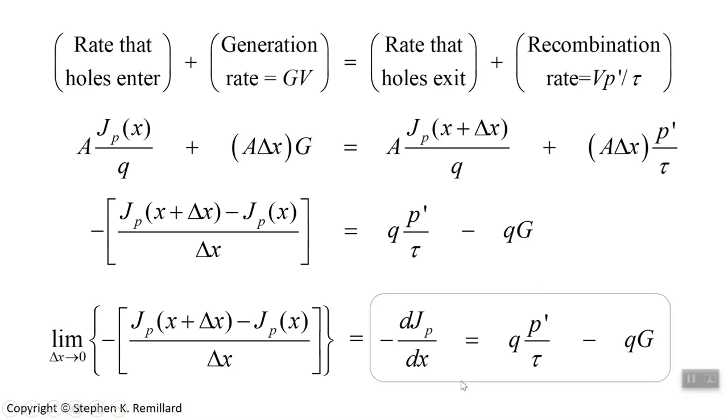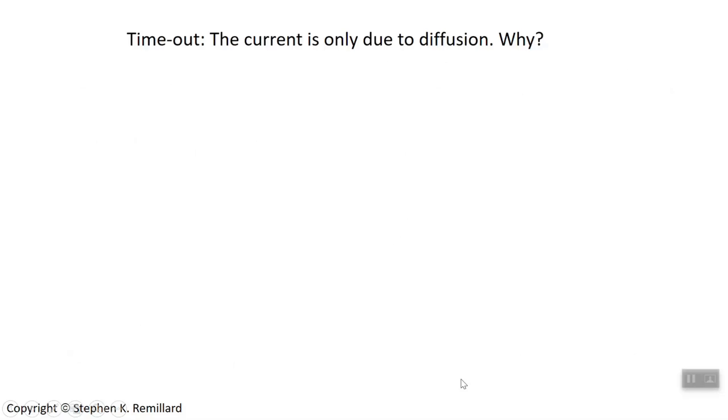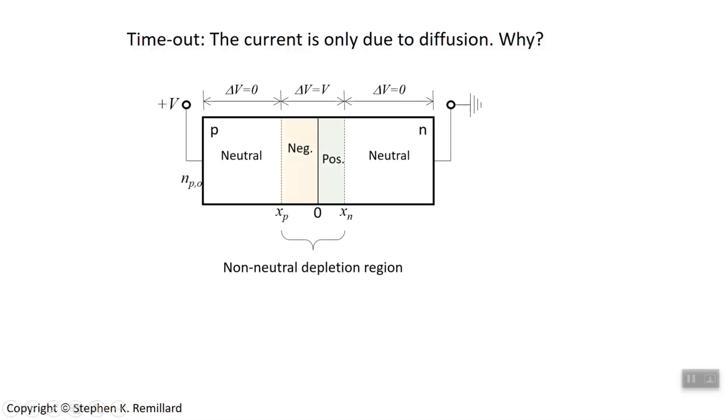I want to make our lives a little bit easier and make an argument. The argument is this: the current is only due to diffusion, so we're going to ignore drift. But let's talk about why, because that could leave you wondering. Here, let's look at a p-n junction, p on the left and n on the right. Remember, in a p-n junction, you develop a depletion region, which is where the space charge resides. So all the negative charge is on the left and all the positive charge on the right, if you forward bias it.